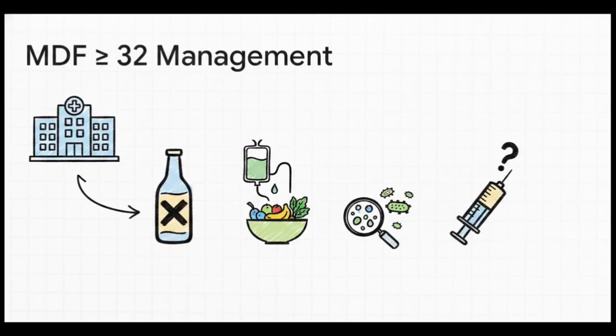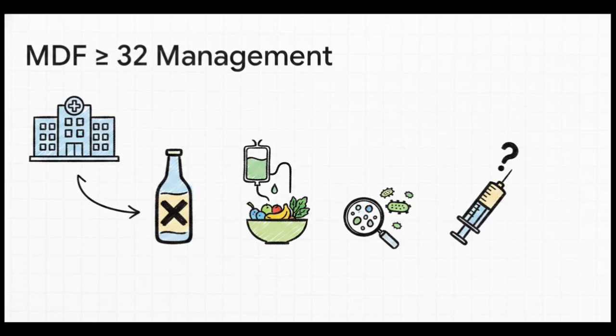So how exactly do our management steps change for an MDF of 32 or higher? First off, these patients absolutely require hospital admission. Just like the less severe group, they need intensive nutritional support and strict, uncompromising alcohol abstinence. You also have to aggressively assess for concurrent infection and impending organ failure.